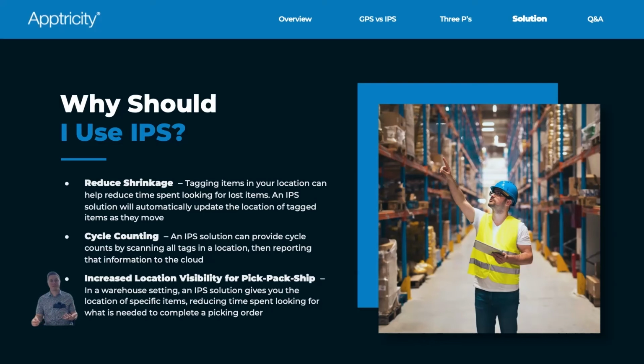These are just a couple of the solutions for IPS, or a couple of the benefits of an IPS system. There are many more. These are just the 3 that I thought would be most valuable and most relevant to our audience here today.